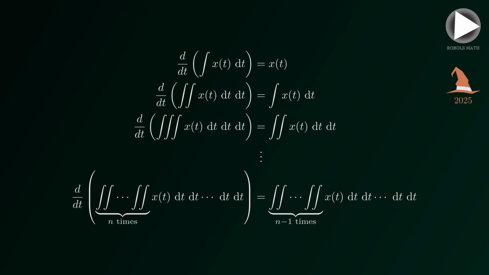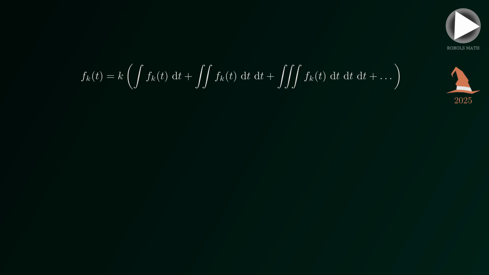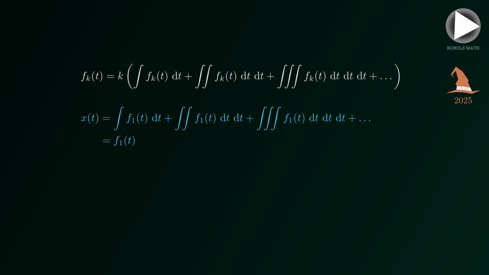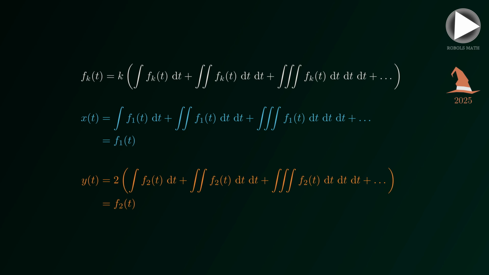So with that backdrop, let's generalize the given as f sub k of t being equal to k times the sum of the antiderivative of f sub k of t plus the antiderivative of the antiderivative of f sub k of t and so on. With this definition, x of t is f sub 1 of t and y of t is f sub 2 of t.